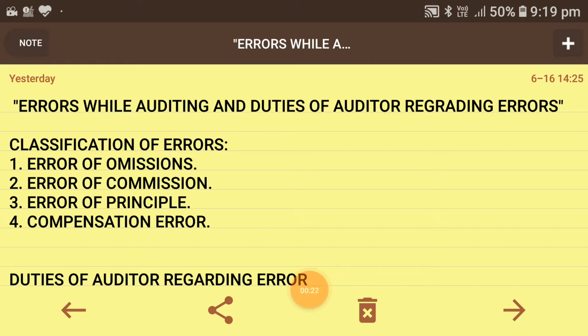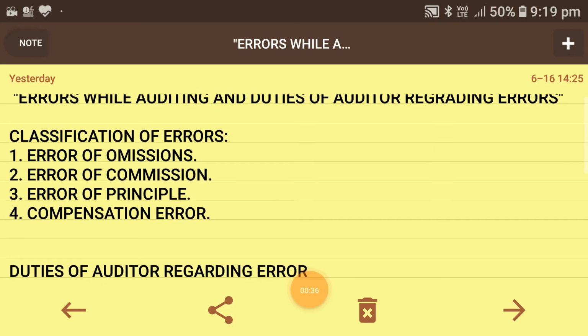So first of all I would like to tell you what are the classifications of errors and try to give you a small explanation about each of the errors displayed on your screen. So first error is error of omission. Friends, error of omission can be divided into two parts: first, error of complete omission, and second, error of partial omission.